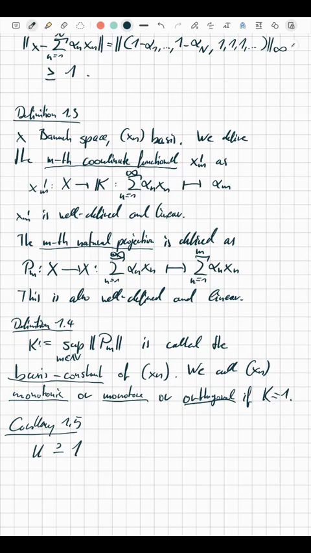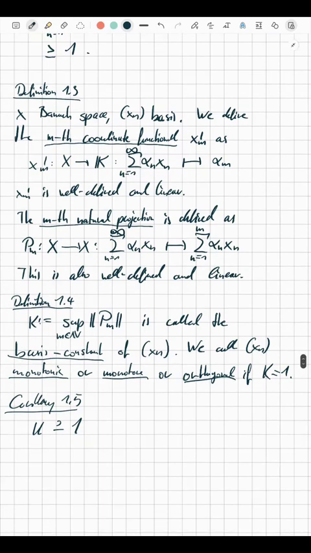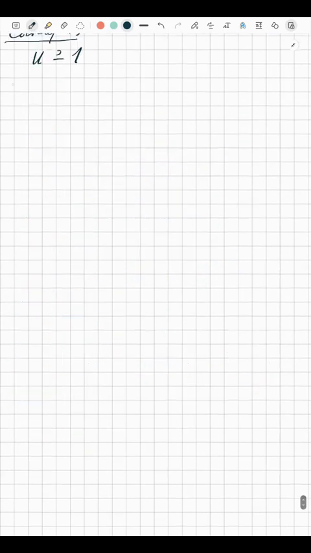Now, naturally, the question arises whether the coordinate functionals are continuous and whether the natural projections are continuous. And this is also the question whether the basis constant k is necessarily finite. And to answer this question, we will introduce a new norm. So, definition 1.6.